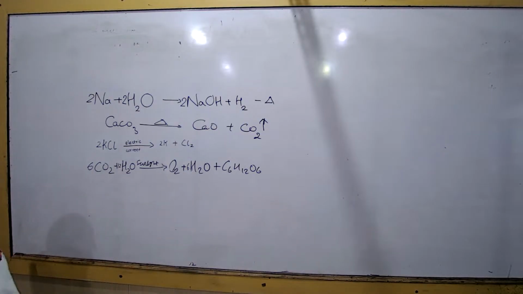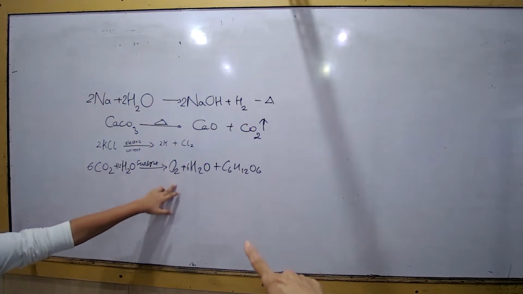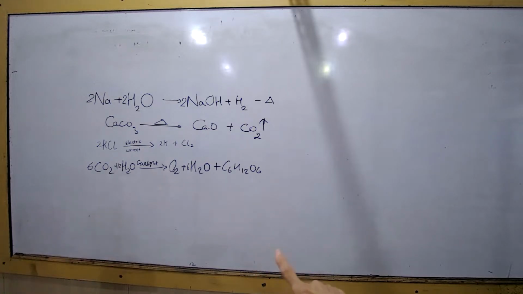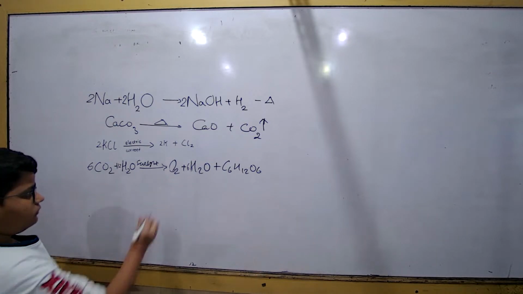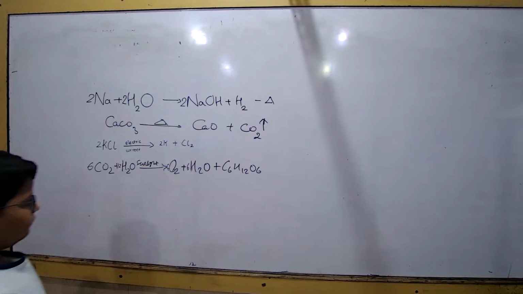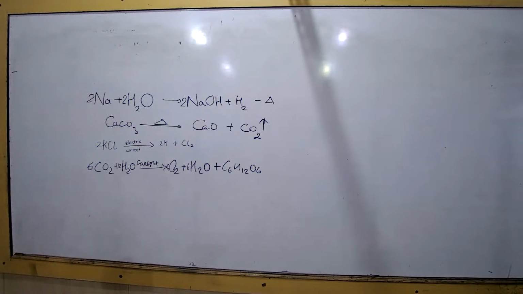Now you balance it. 6 twos are 12 and 12 and 12, 24. Oxygen is 24. Yes, this is 6 and this is 6. That is 12 and that will be what? That will be 6 twos are 12. Another 6, oxygen is 6. 6 twos are 12 and then 6, 12, 18. Correct. Now it's balanced.